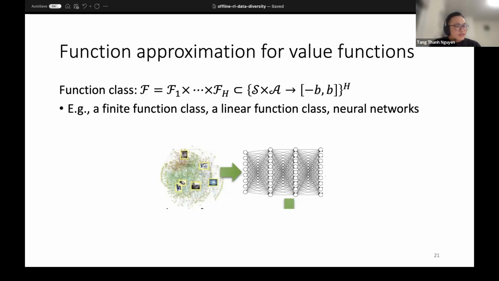So let's go right into it. The setting here is that we consider function approximation for the value function. Let's say the function class is some F, which has a Cartesian structure over the time steps from 1 to H, because we consider a time-inhomogeneous MDP, and it is bounded by B. The function class can be a finite function class, a linear function class, or neural networks as done in practice.